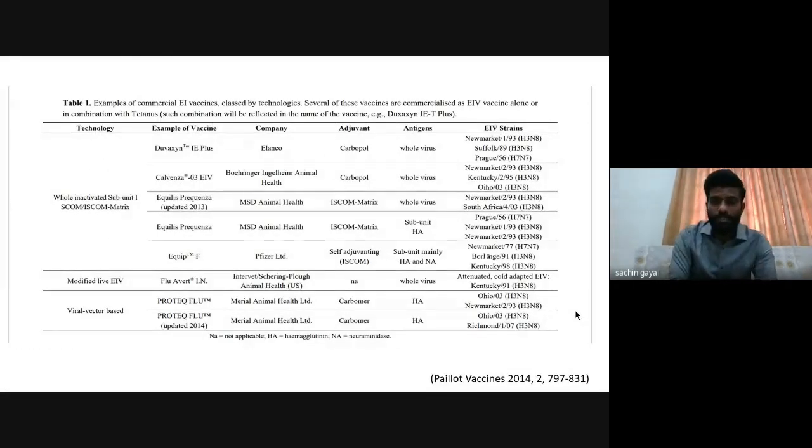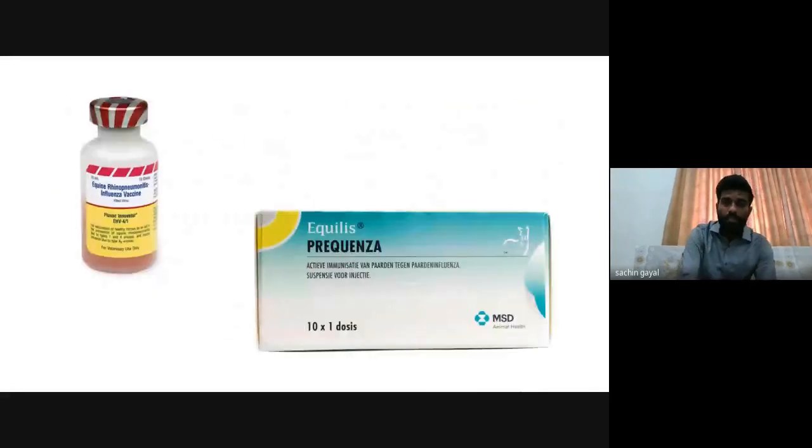These are commonly used examples of immunostimulatory complex adjuvanted vaccines, mainly Equilis Prequenza, which contain ISCOMATRIX and are used as vaccines in veterinary medicine. These are photographs of that vaccine, the equine rhinotracheitis influenza vaccine. It gives immunity against equine rhinotracheitis and influenza virus to equines.